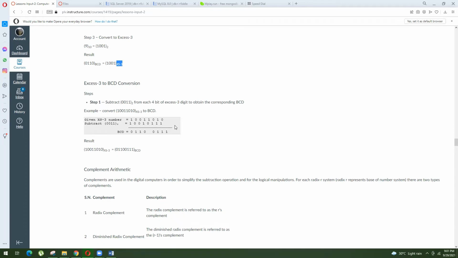First, subtract 0011 base 2 from each 4-bit of XS3 digit to obtain the corresponding BCD. Example, convert 100, 1110, 10 XS3 to BCD. Okay, so this one, you subtract 0011 base 2, converting it also to 4-bit. So we will come up with this one, 0 minus 1. Answer is 1.